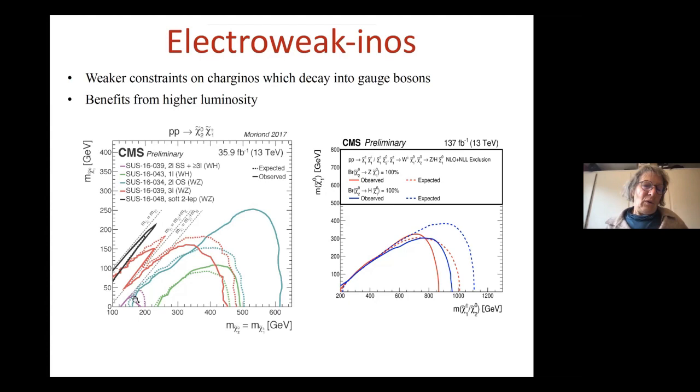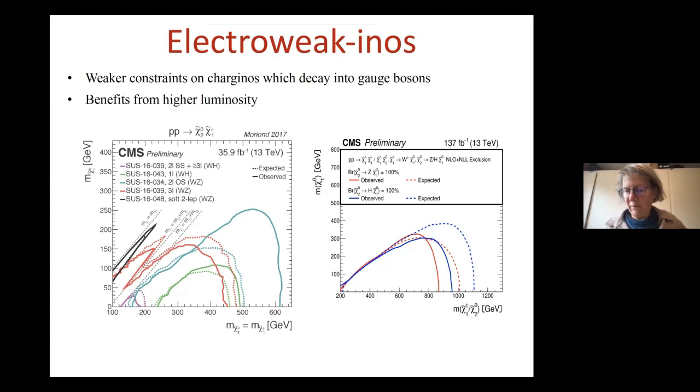Just what I wanted to show here is, first of all, I want you to note that in different channels, the best limits are around 600 GeV. In the region where the neutralino and the chargino are somewhat compressed, the limits are much weaker. I also wanted to illustrate that with the full luminosity at 13 TeV, you gain a lot in sensitivity.